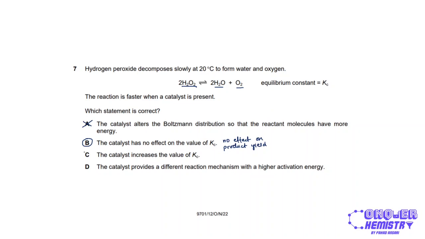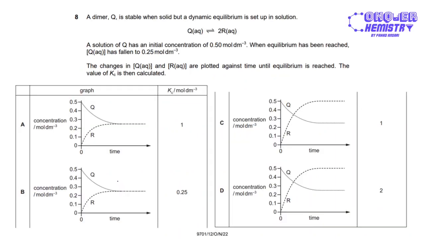And so obviously if option B is correct, option C is going to be incorrect, because these two statements contradict each other. And the catalyst provides a different reaction mechanism. Well, that is true up till this point. With a higher activation energy, no. It's going to be a lower activation energy. That's how it makes the whole reaction faster. Otherwise, there's no point of a catalyst. So option B it is.